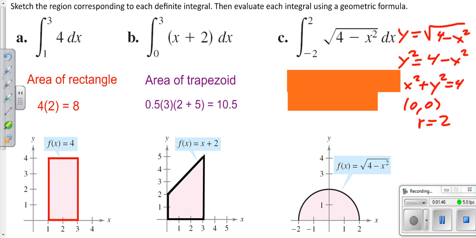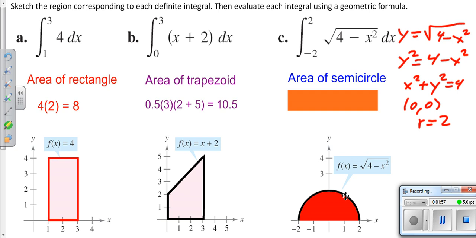So it's not really a full circle because it's only the positive root, which means it's only the top half of your circle, and you know how to find the area of a circle. The area of a full circle is pi r squared, but we only have the top half, which is a semicircle, so we go half times our radius of 2 squared times pi, so we get 2 pi.